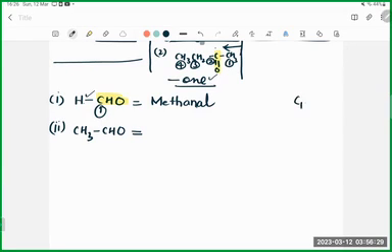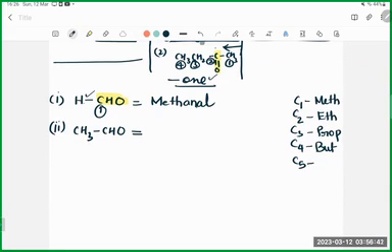The root word is there. Carbon 1, 2, 3, 4, 5. Meth, eth, prop, bute, pent. Yes, Hridaya, go ahead now. Rough note is there with you. Do quickly, Hridaya. Do numbering first.